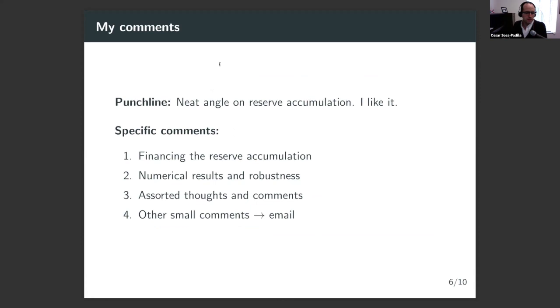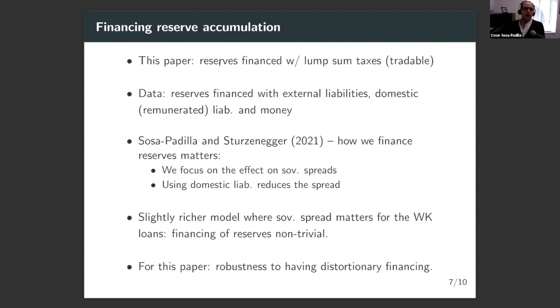Okay, so the main comment I have is how reserve accumulation is financed. Reserves are financed with lump sum taxes on the tradable output here. However, we know, and this point was brought up by Philip Baqueta earlier, that reserves are financed in many different ways in the data, in particular using external liabilities, using domestic remunerated liabilities, and also using unsterilized money. Okay. In fact, we have a new paper with Federico Sturzenegger where we show that how we finance reserves matters. Our paper focused on the effect on sovereign spreads, so it's not directly applicable here, but it highlights the bigger point that how we do this financing actually matters.